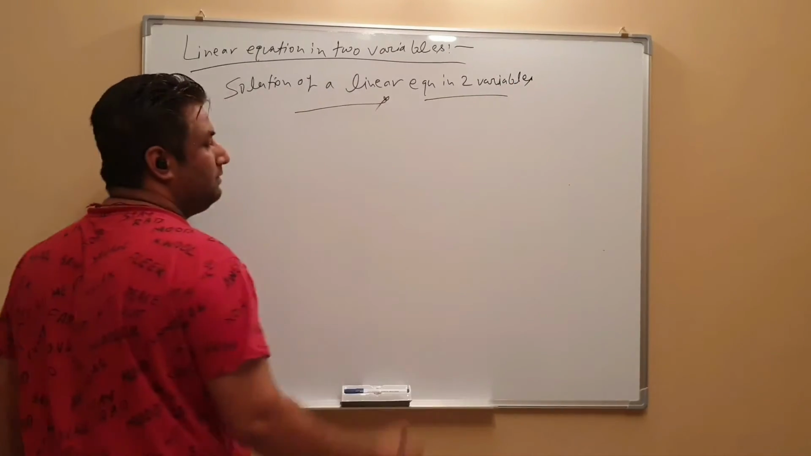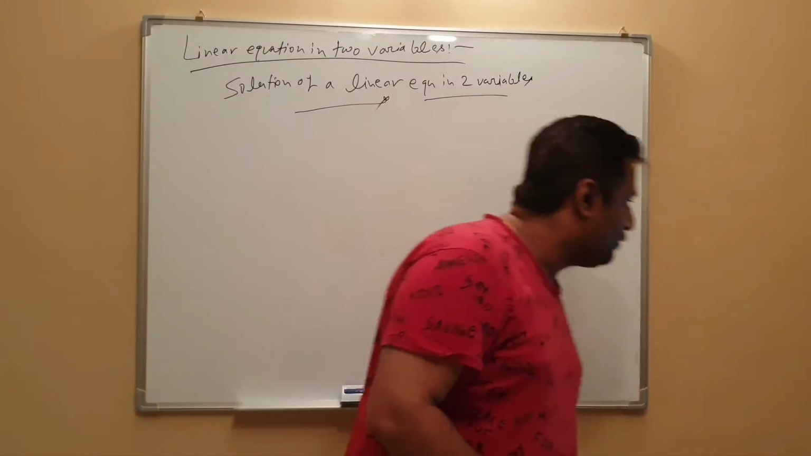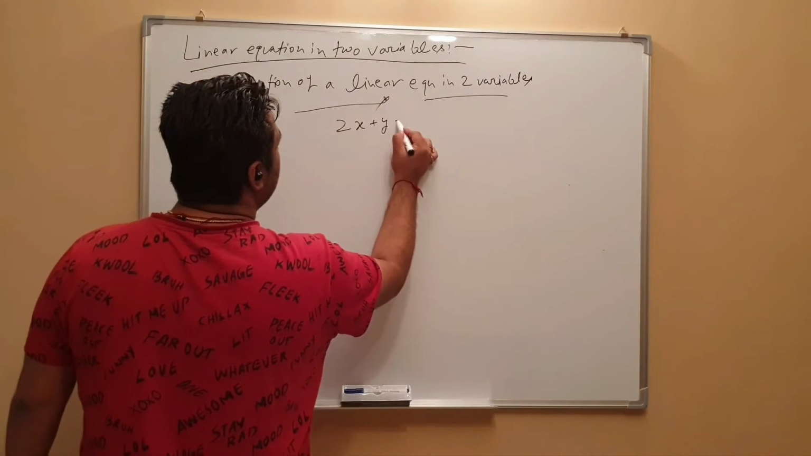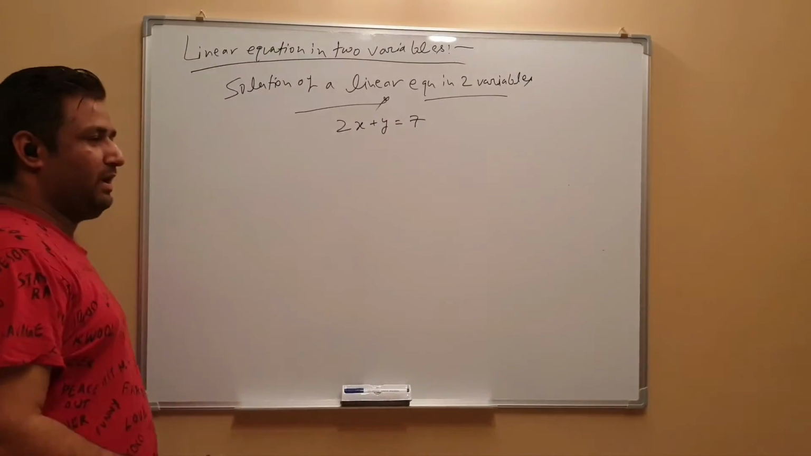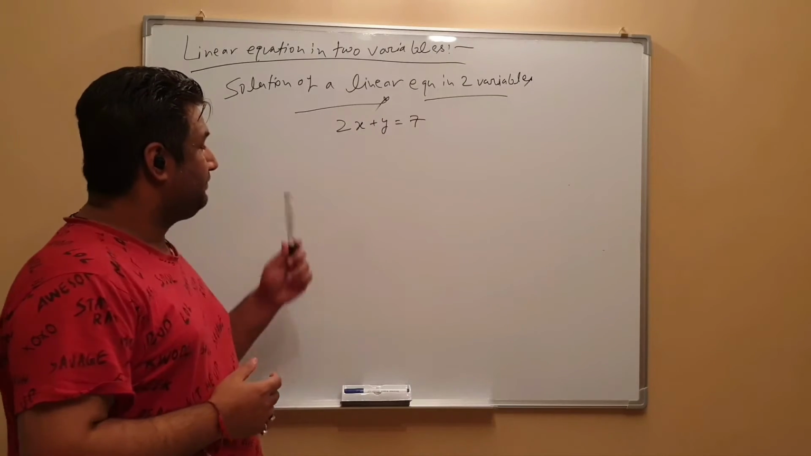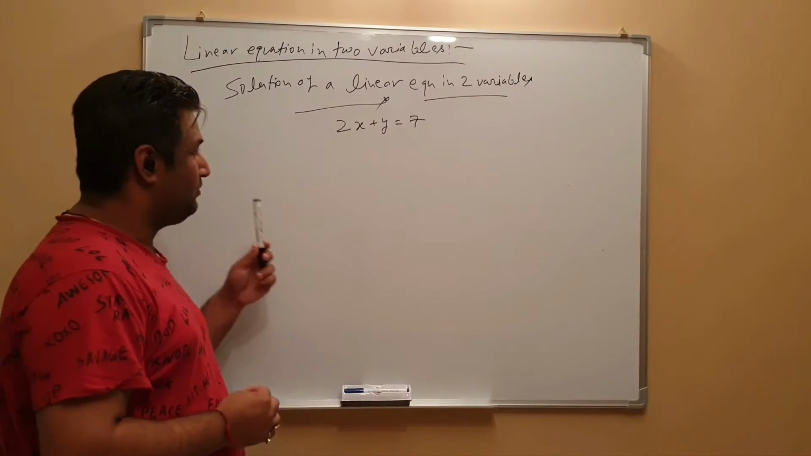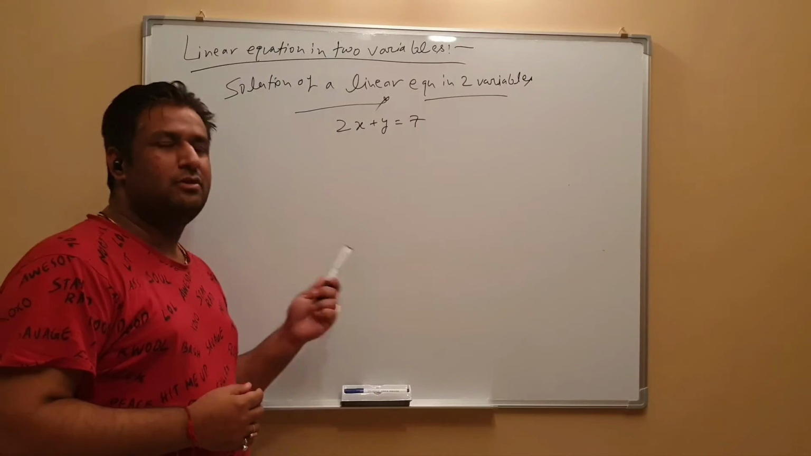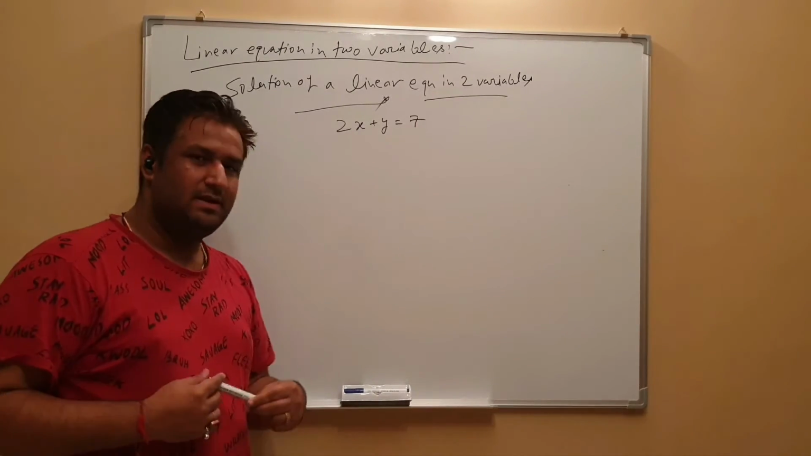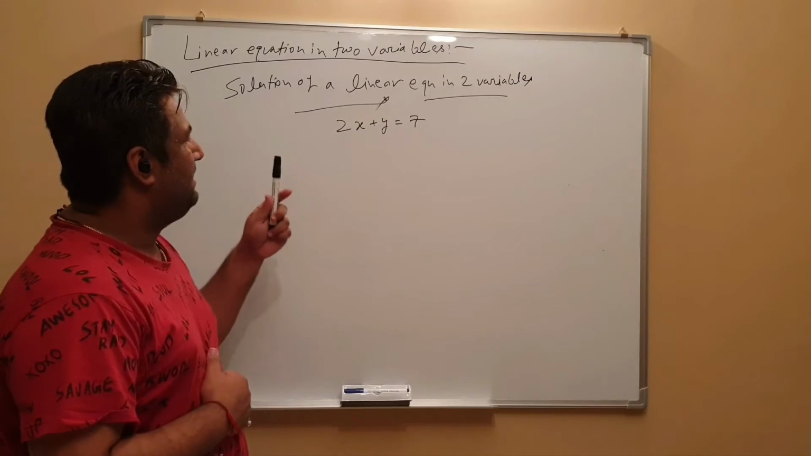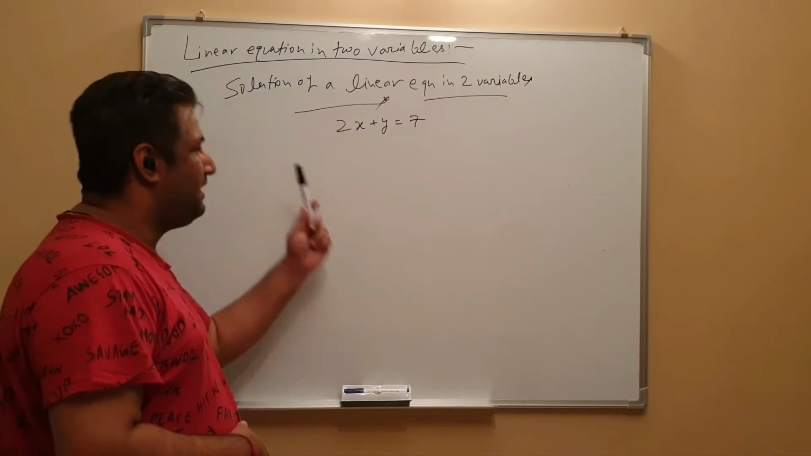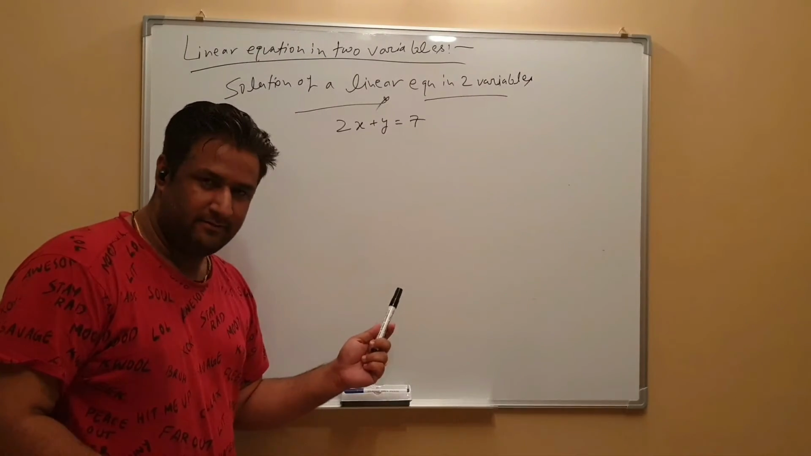Okay, now how do we solve it? Let's take an example, which is 2x plus y is equal to 7. Now if you see this equation very carefully, you have two variables, x and y. So basically you have to find the values of x and y. Since you have two variables, the value of x will depend on the value of y, and similarly the value of y will depend on the value of x, correct?